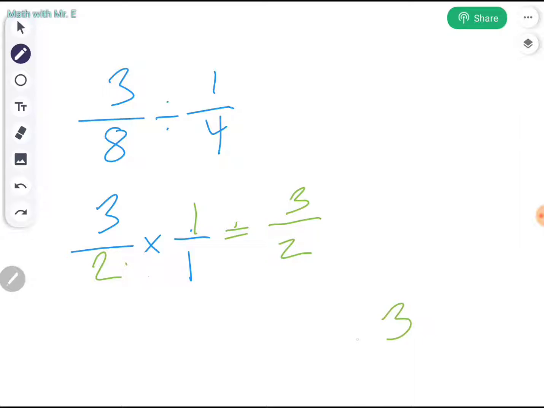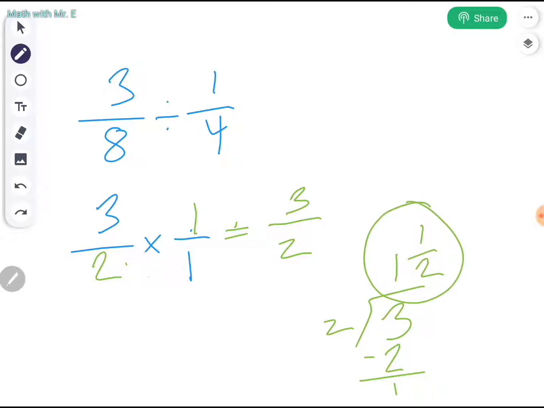Last step is to divide. 2 goes into 3 one time. 2 times 1 is 2. And 3 minus 2 is 1. So the answer here to 3/8 divided by 1/4 would be 1 1/2.